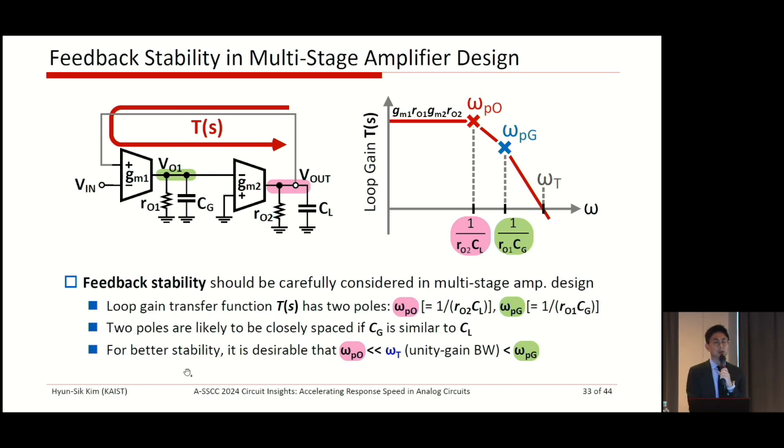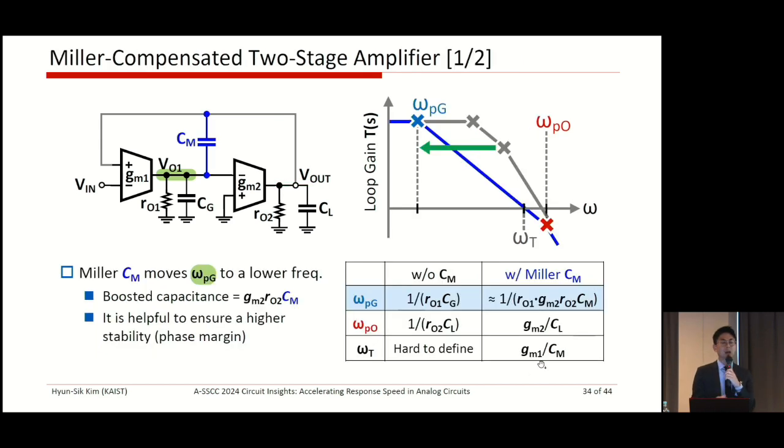For better stability or higher phase margin, the recommended design is that the dominant pole is located at a frequency much lower than the unit gain frequency, and the second pole, the non-dominant pole, must be higher than the unit gain bandwidth, right? This is the recommended sequence: the dominant pole, after that the unit gain bandwidth point, and then the second pole. In order to achieve this kind of design, we have frequently used the Miller compensation technique, right?